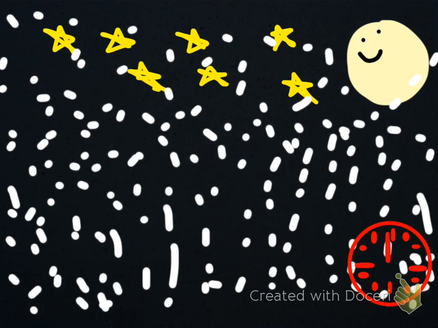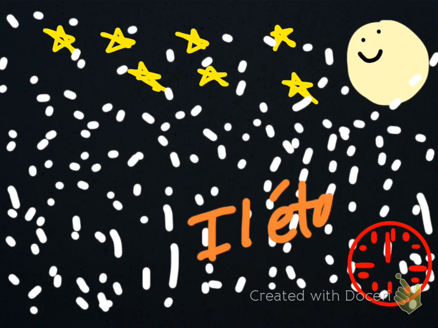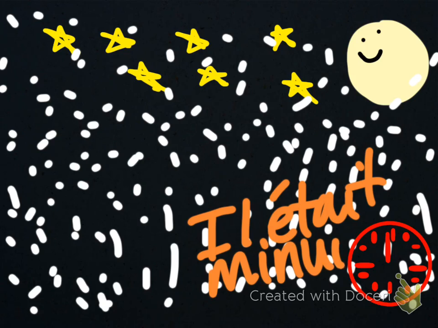So let's take a look at this background. One way that we use the imparfait for the conditions and circumstances is to describe time and weather. So if we're describing time, we would say il était minuit. So we're using the verb être in the imparfait to describe what time it was.